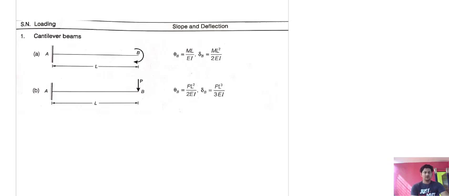Suppose this is a cantilever beam in which the moment is acting at the end point. For that case, the slope value at B point is ML upon EI. M is the moment value, the moment which is given here, and delta B is the value of the deflection at B point due to the moment at B point. So this is a standard case of cantilever beam, and if a point load is acting at B point, then the slope value will be this and the deflection value will be this.